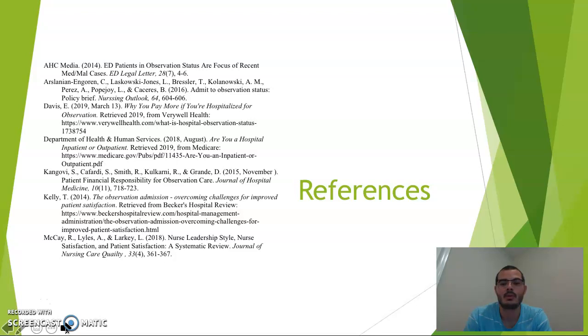Overall, we just need to do a better job of explaining to patients what observational status is, the reasoning behind it, and the financial burdens placed on them for being placed in observation status. In general, mostly just explain to them that even though they are staying in the hospital, they will be charged outpatient costs.